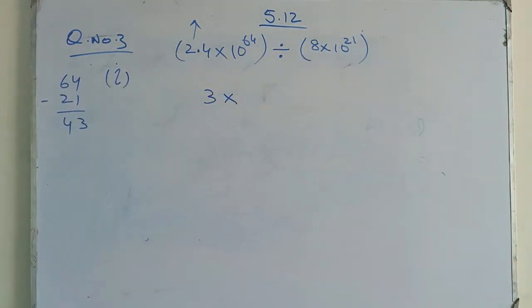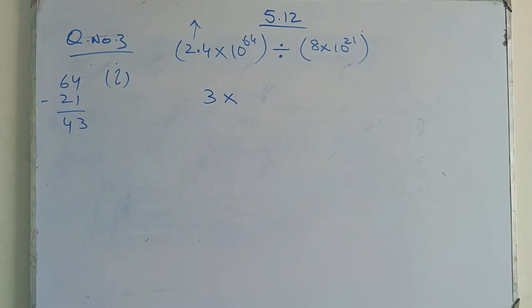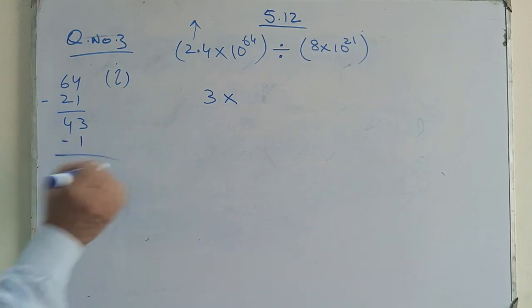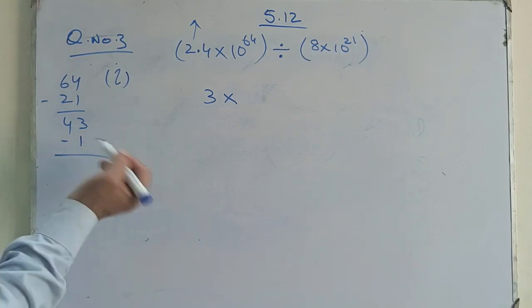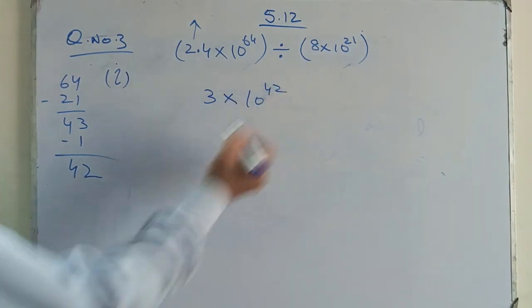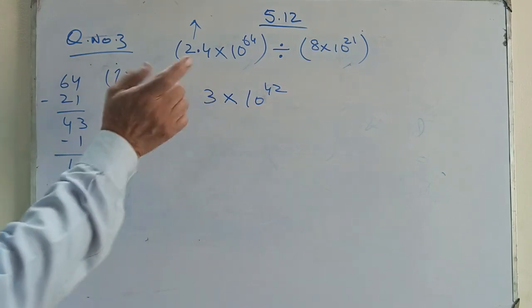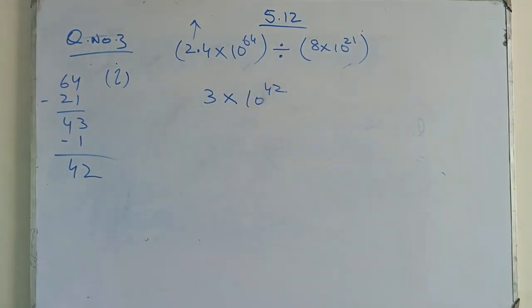8 3 times 24. And what about this 43? When I ignored this point, I have to still remove 1 zero as well. So it will become 42, just like the last question. So the answer will become 3 into 10 raised to power 42.